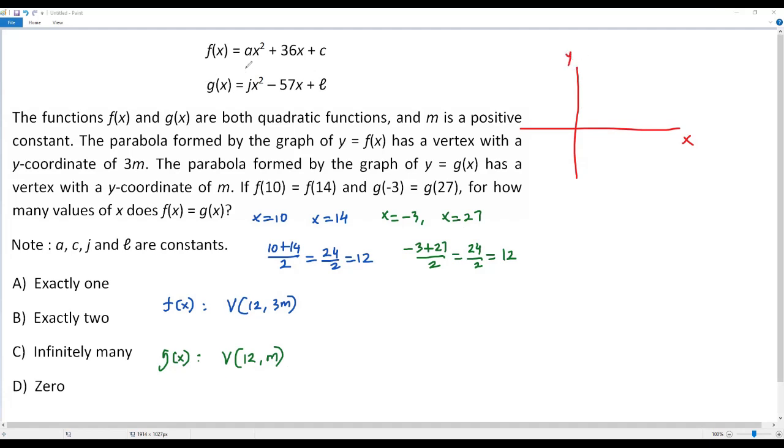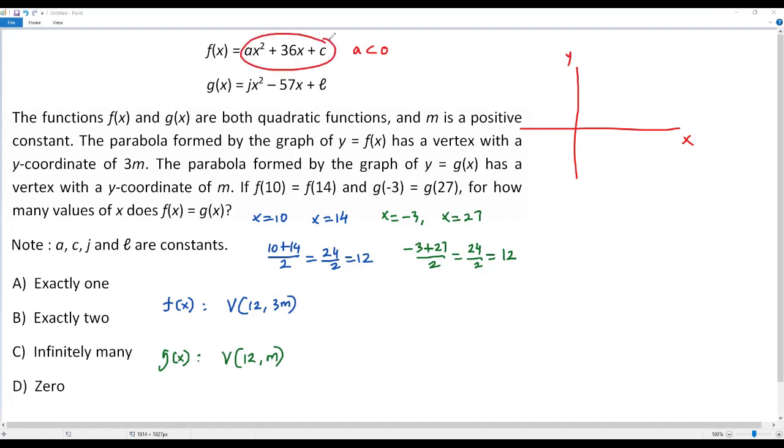Okay, here let's consider the leading coefficients in both the quadratic functions. Leading coefficients means the coefficient of x square, a over here, and the coefficient of x square, j over here. Now let me consider the leading coefficient of f of x, that is a. If a is greater than 0, then the parabola will open up. If a is less than 0, then the parabola will open down.